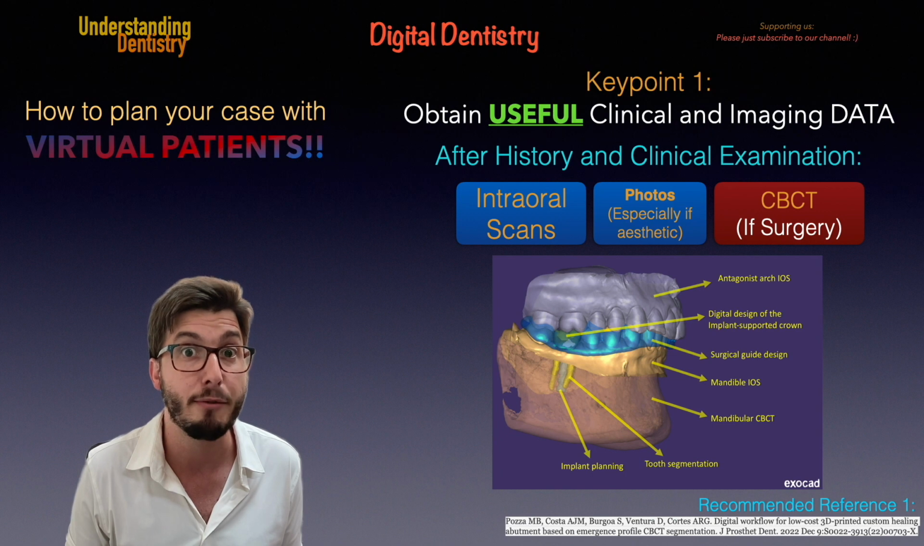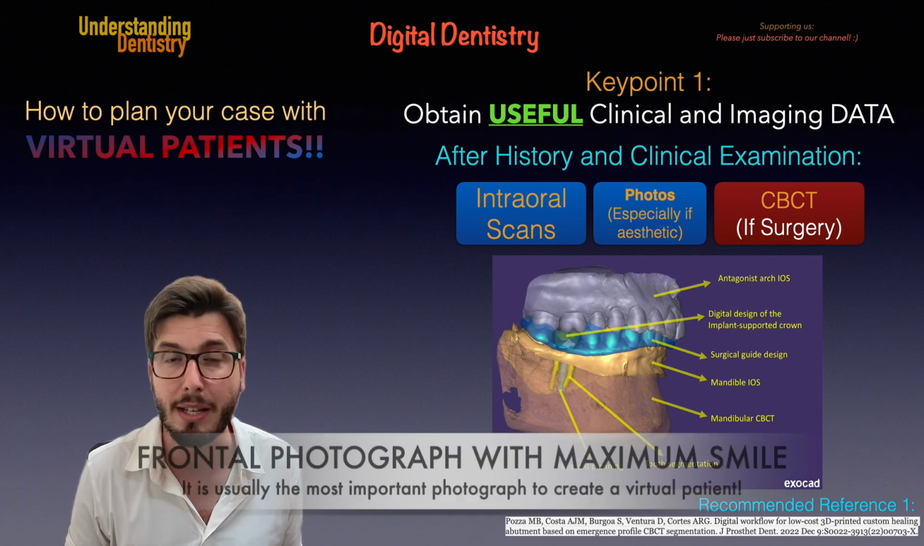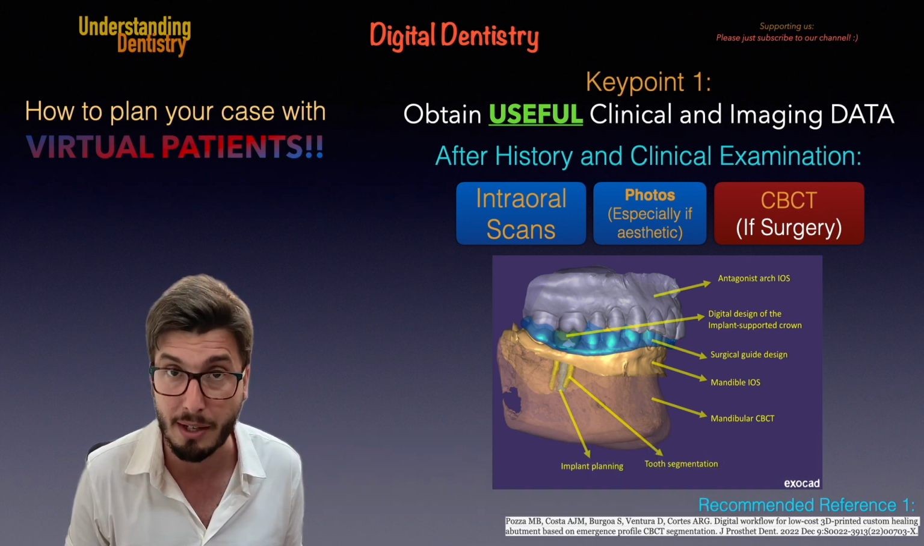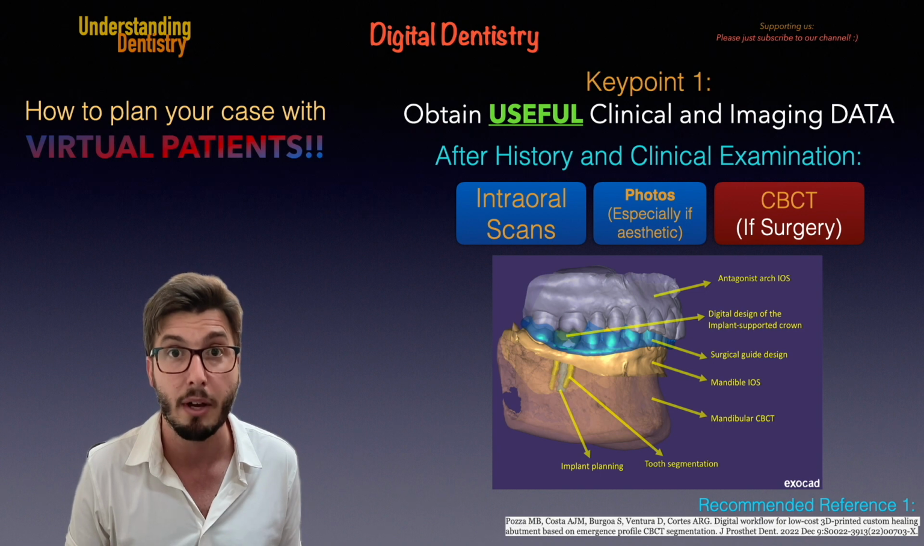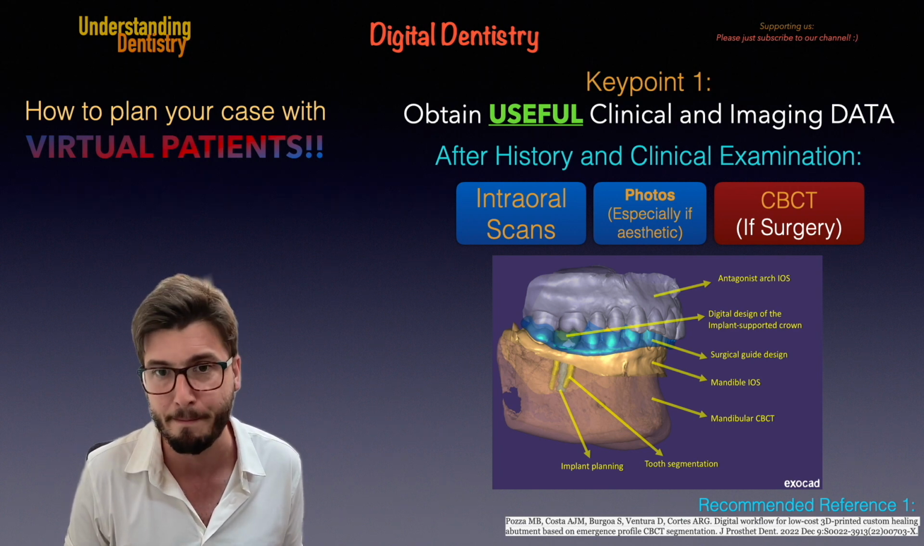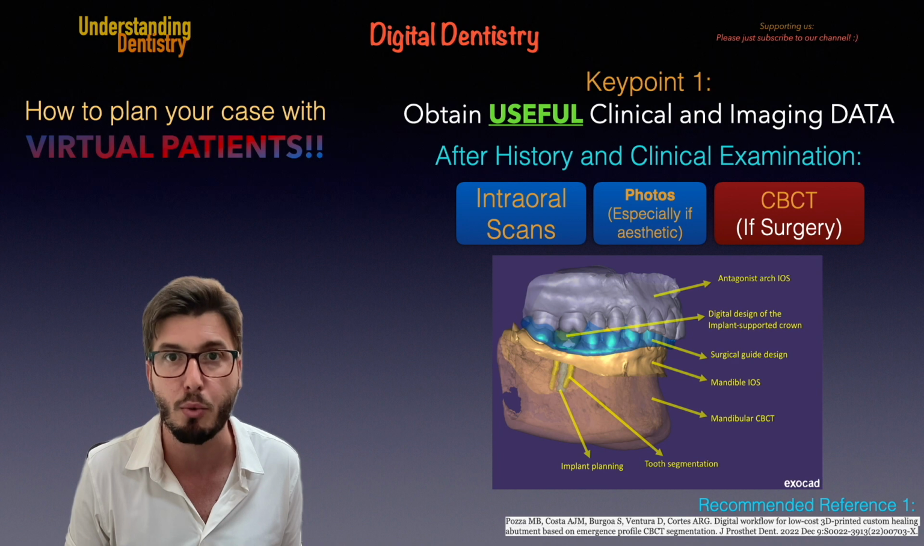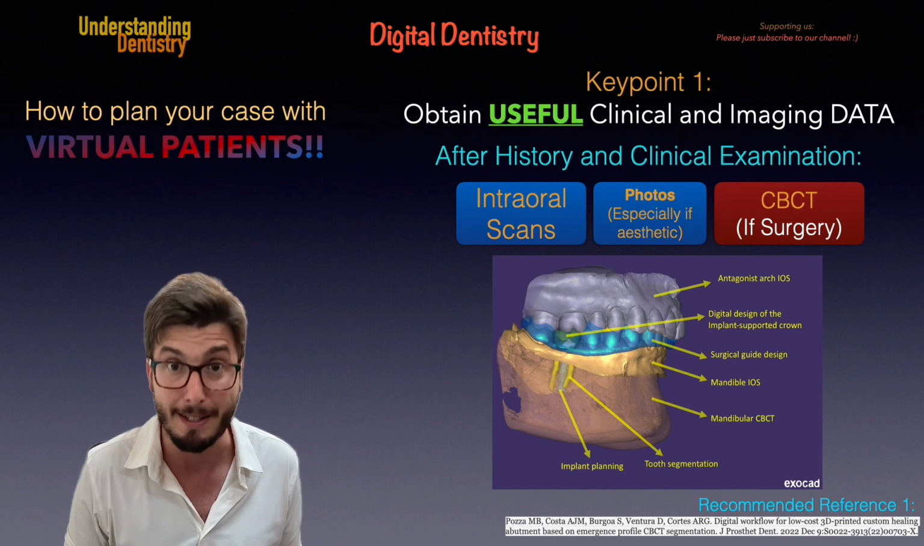Then we also need to take photographs of the patient. That's also very important. And the most important one is the frontal photograph of the smile of the patient, okay? So take a very good photograph, correct the angle, the inclination of the face of the patient, and then the maximum smile of the patient, you should take a picture of that one, all right? Also, if we need bone information, in the case of a surgical planning, for example, then of course we need also a CBCT, okay?